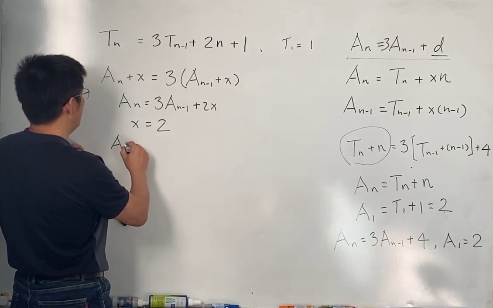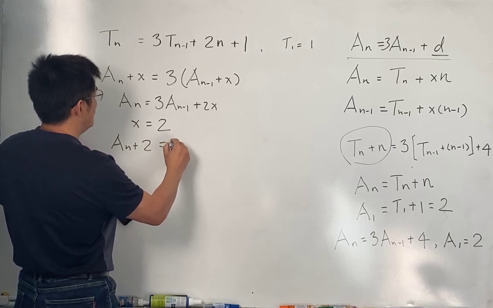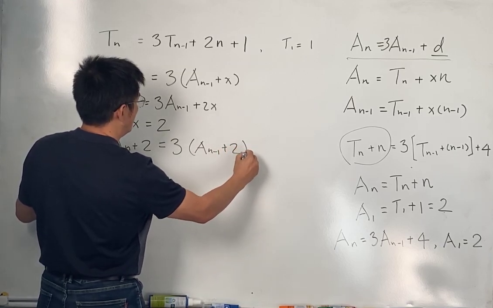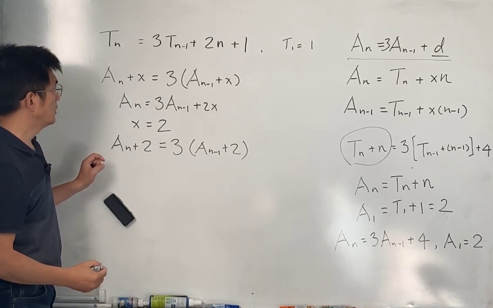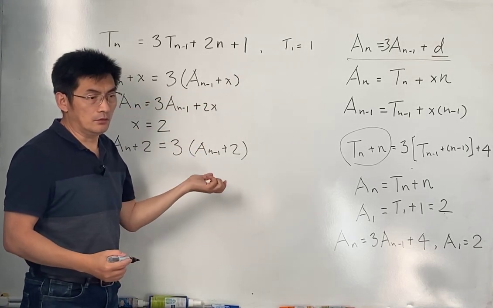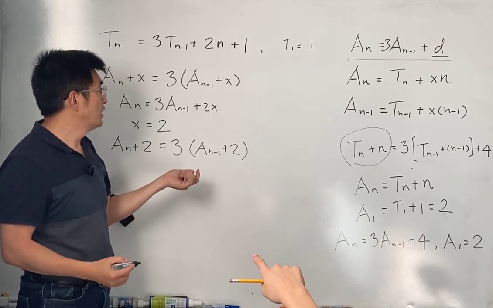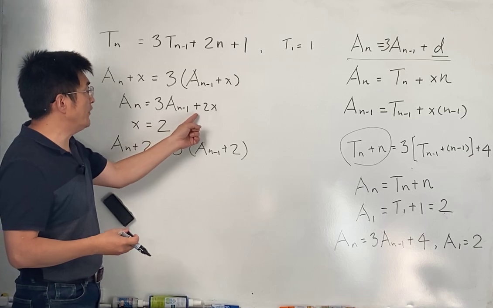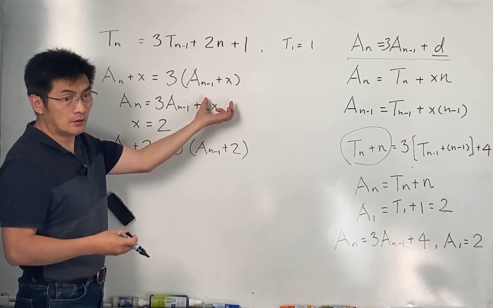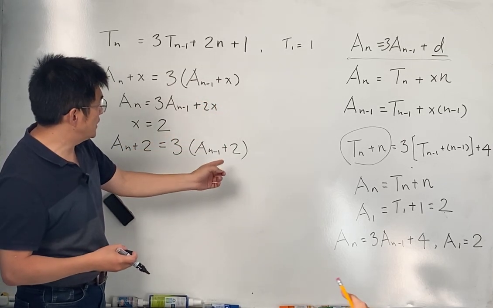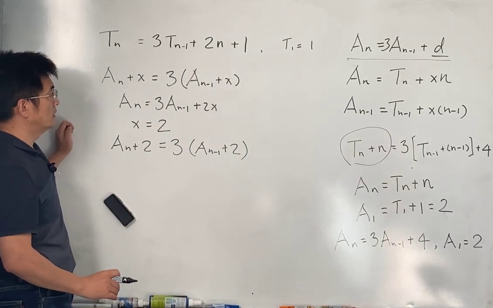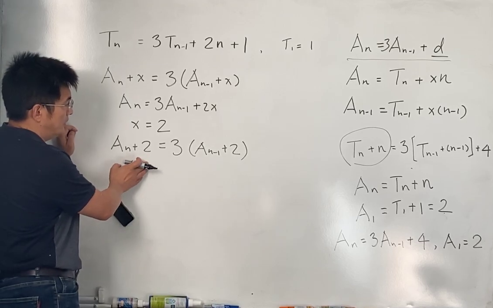So we get a sub n plus 2 equals 3 times a sub n minus 1 plus 2. Wait, what's the point of y in this one? Actually we don't need that one, because we need one variable, since this is the only thing we have to match. You only need one variable for this one, since there's 2 terms. Back there was 3 terms, so you needed 2 variables. Okay. So now this is how it's matched.